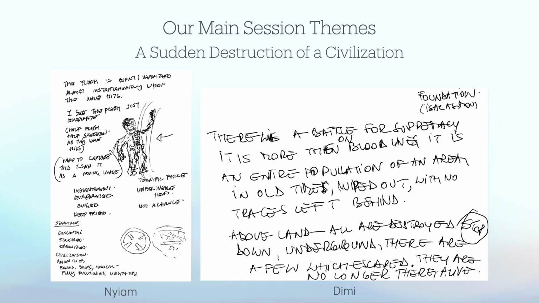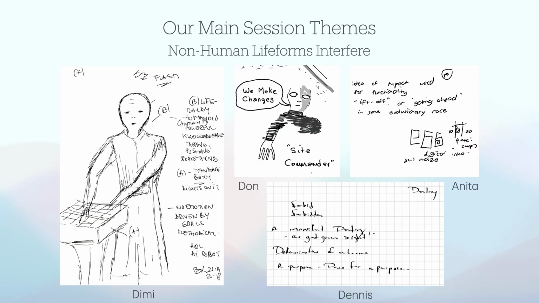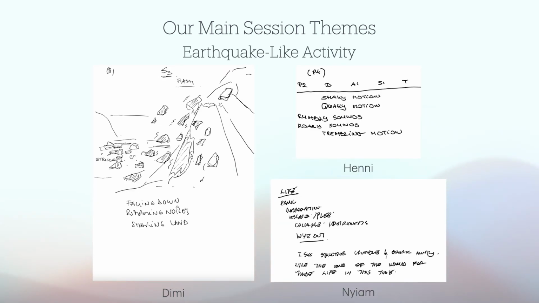Next, we have the sudden destruction of a civilization. Here we have the theme survivors fled underground. Another theme I saw in our data was non-human life forms interfering. Here we have earthquake-like activity.